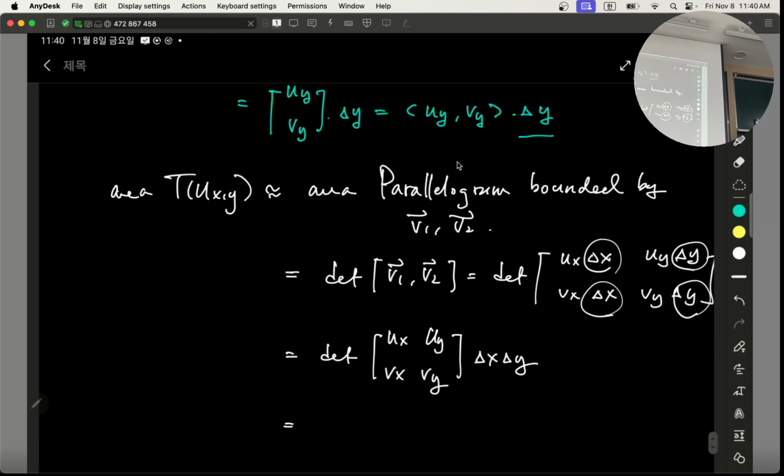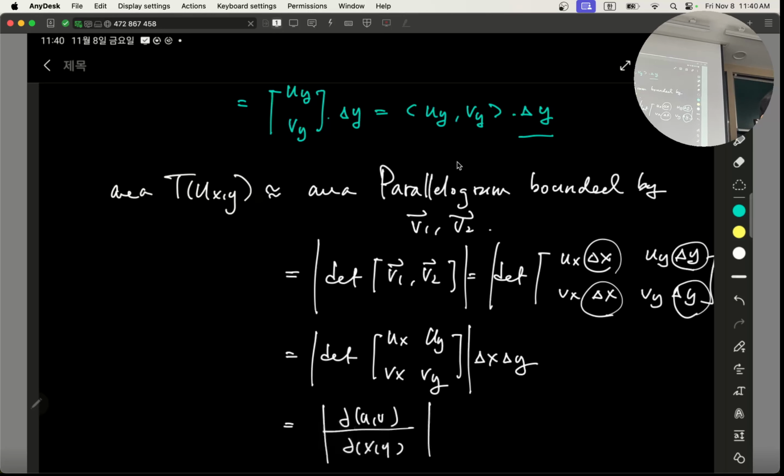Okay, so again, when you take the determinant, it could be negative, but that means the orientation of the vectors is reversed. Since we are talking about the area, we need to take the absolute value. We don't care about the orientation reversing. So we take the absolute value here, and this is the Jacobian, the absolute value of the Jacobian.